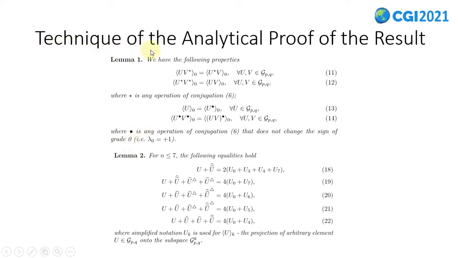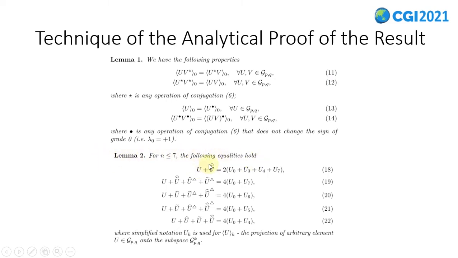Let us give some insight into our technique of the analytical proof of the result. For our proof, we will need these two lemmas. The first lemma is for simplification of the expressions. As you might notice, properties from the first lemma are a general case of the previously discussed weaker property of the triangle operation. Interesting to note that properties 12, 13, and 14 are a simple consequence of property 11. The second lemma is for the final step of the proof.